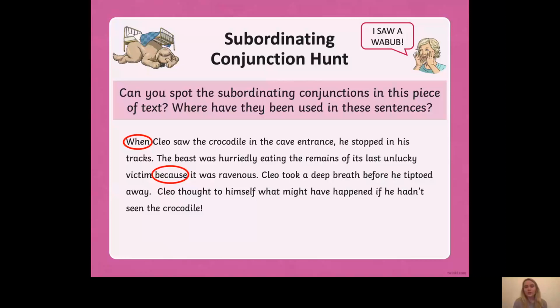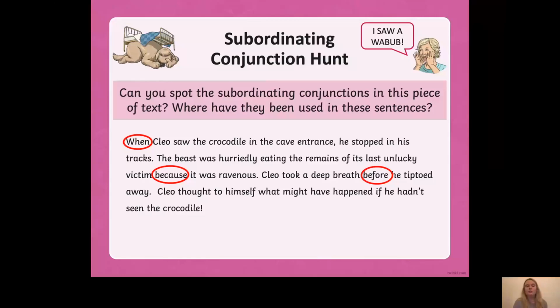Okay, so let's look at the next sentence. Cleo took a deep breath before he tiptoed away. Now our subordinating conjunctions are when, if, because, after, and before. Before, there you go. There's our subordinating conjunction. Now, if I wanted to put my subordinating conjunction at the beginning of my sentence, I would say, before he tiptoed away, Cleo took a deep breath.